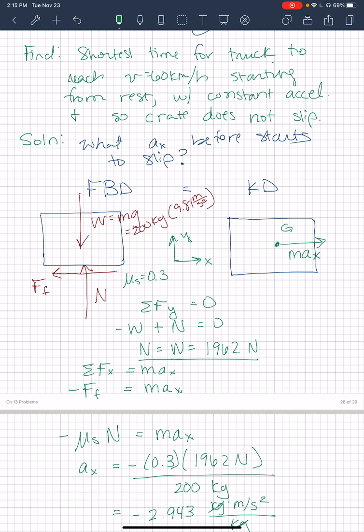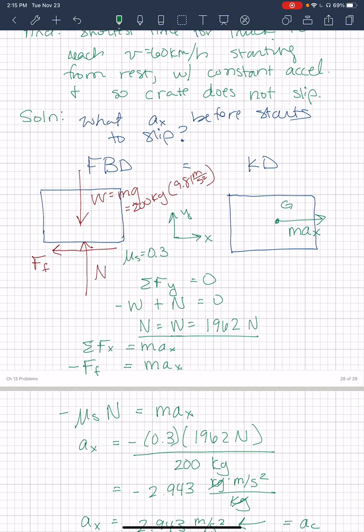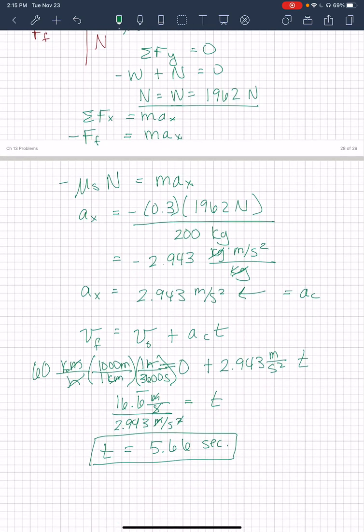So the shortest time for the truck to reach 60 kilometers an hour starting from rest with constant acceleration so the crate doesn't slip, that was what we found here.